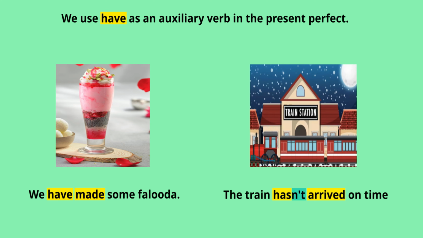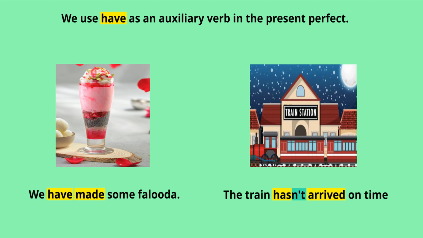We use have as an auxiliary verb in the present perfect tense. In the first image, you see some faluda, right? We have made some faluda. Here, have is an auxiliary verb and made is the main verb.